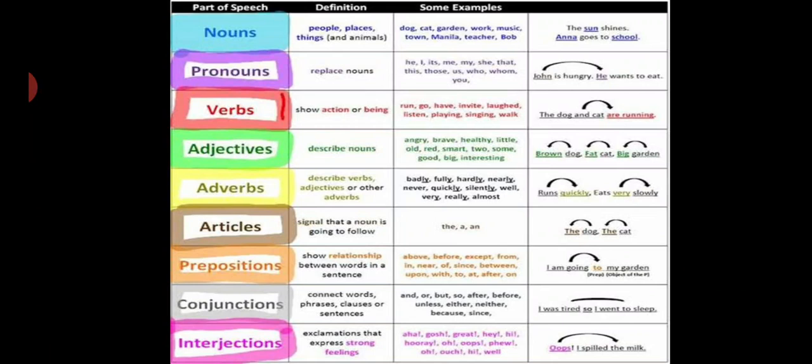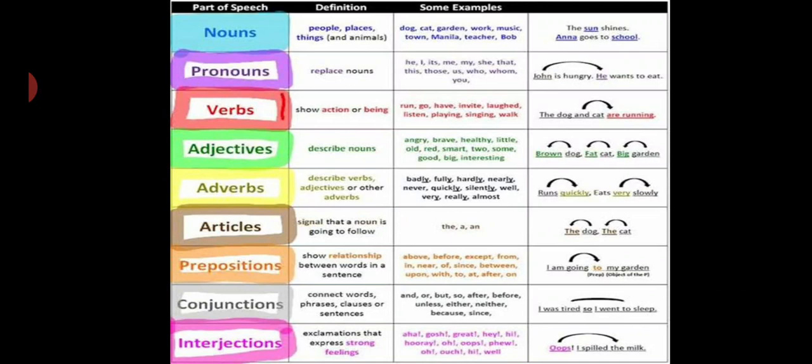Preposition is a word that shows the position of an object with respect to another in time or space. Or in other words, they show relationship between words in a sentence. Some of the prepositions are above, before, except, from, in, near, of, since, between, upon, with, to, at, after, on, and so on. Now, when we use it in a sentence, it can be: I'm going to my garden. Here, to is a preposition.